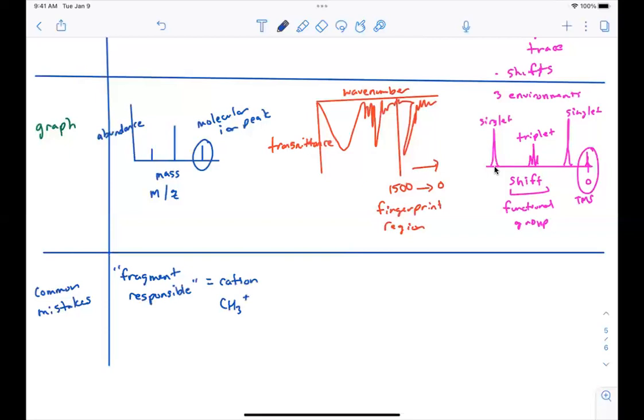If they say fragment lost, then you don't have to write the charge. So if it's a CH3 that's lost because the mass has decreased by 15, then you just write CH3. But if they say fragment responsible, you have to write a positive or you'll lose a mark. And that's a silly mark to lose when you get everything else right, right? Again, we're trying to minimize silly mistakes. We're trying to minimize losing points for things that you know. So make sure you write those positive charges.